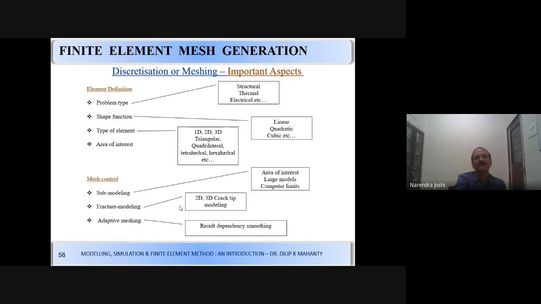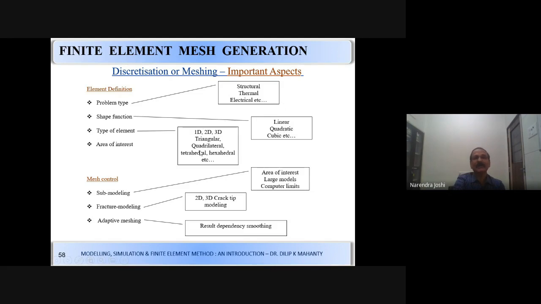Important aspects of this finite element meshing. Problem type. What is the type of problem that we have? Shape function. The shape function defines the behavior of each element. How they behave, linearly, quadratically, cubically. Why do we need this? Basically to see the output. In a simulation, we need to understand what kind of output you are looking at. So depending on the output you look at and the accuracy, the shape function of the element is very important.